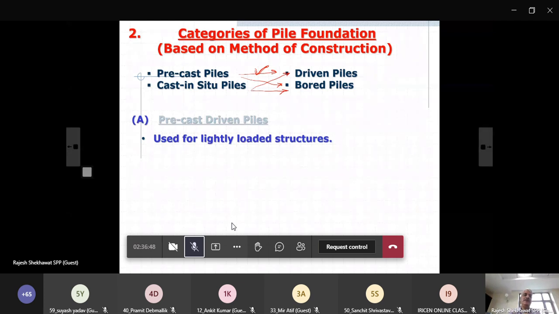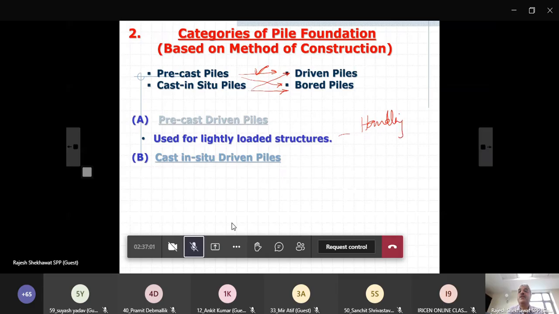But what are the issues in this? Number one, they are normally used for lightly loaded structures. For heavy structures, they are not very suitable. Second thing is, here the handling stresses are very high. So a large amount of your pile capacity goes in handling itself. Let us say you cast in the depot a 6 meter long pile, how you will lift it with 1 sling or 2 slings or 3 slings, whatever.